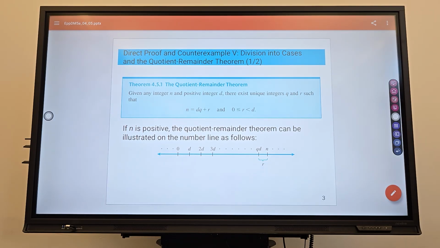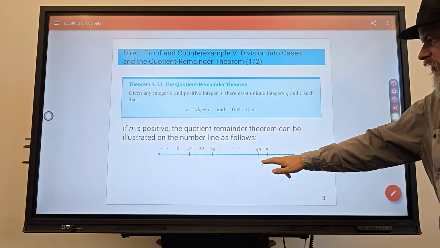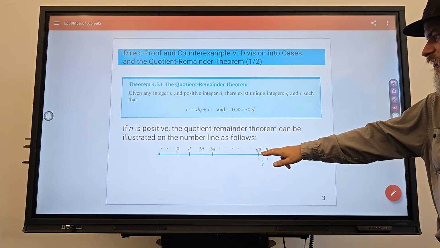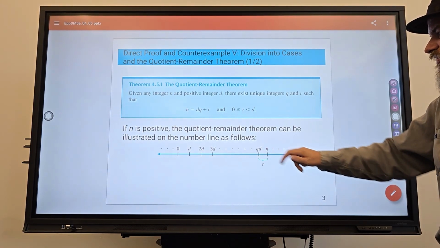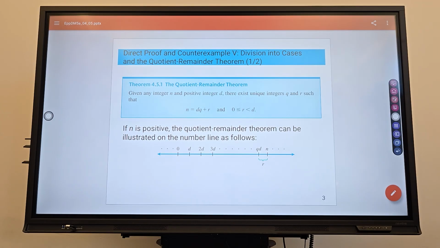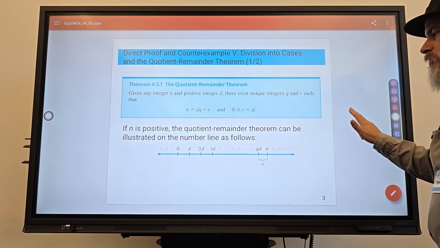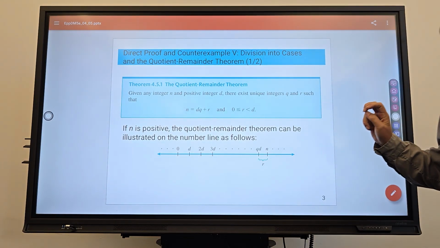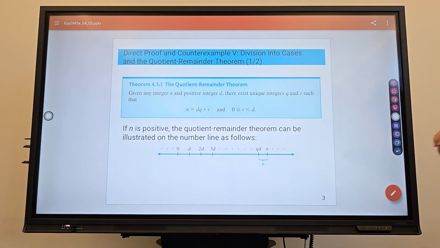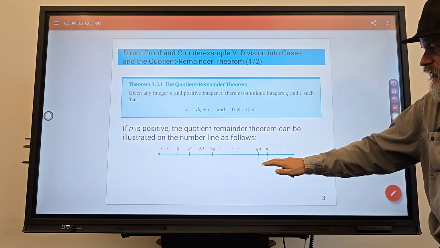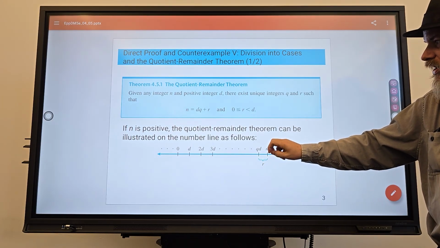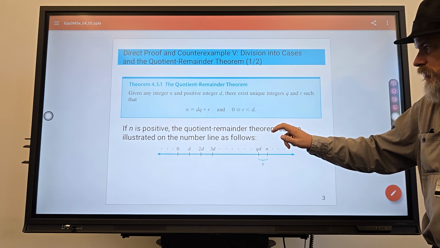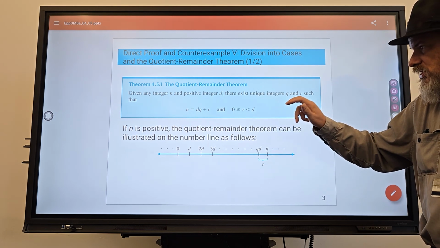If n is positive, the quotient remainder theorem can be illustrated on the number line like so. r is the remainder, q is the quotient, d is the divisor, and n is the original number. r is the remainder of division of n by d.